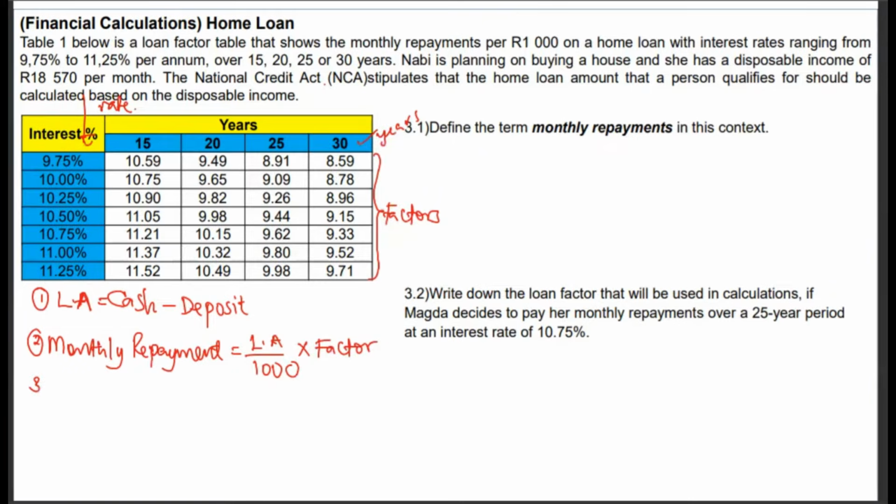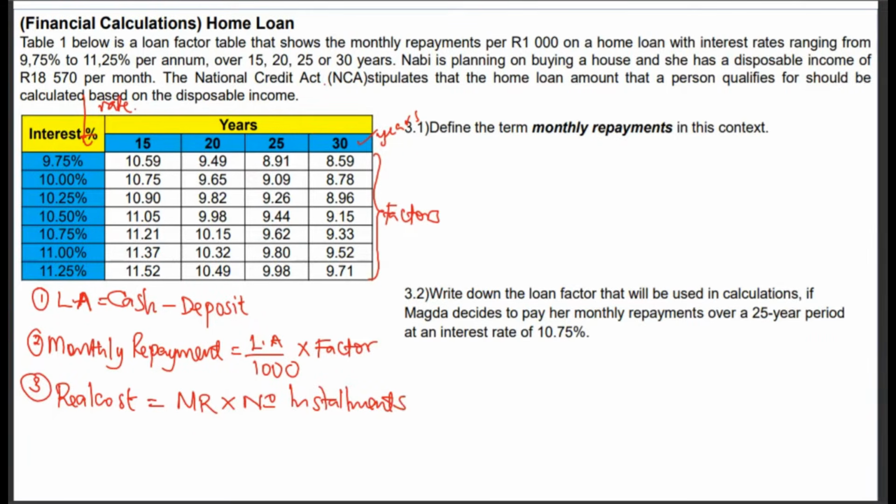Then, having got the monthly repayment, now you can easily get what we call the real cost. How much is it? This will be the monthly repayment multiplied by the number of installments made.